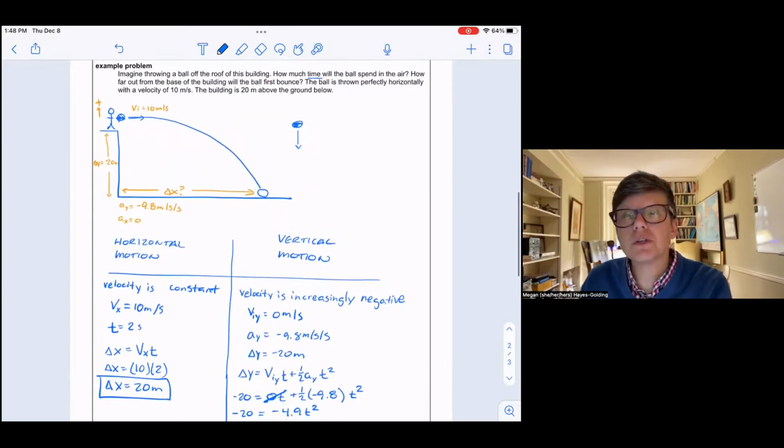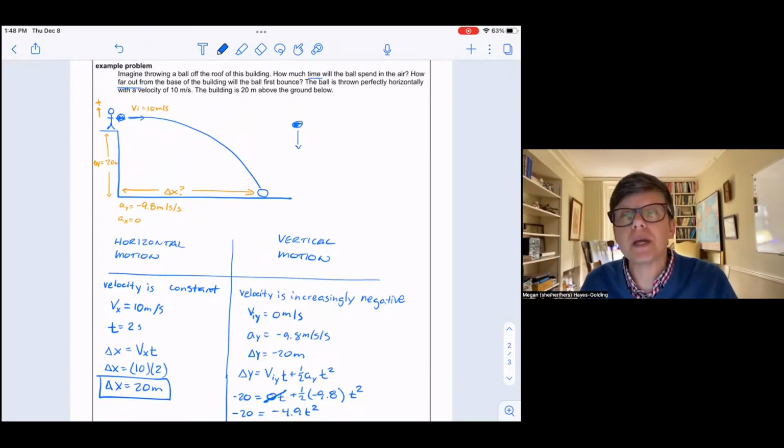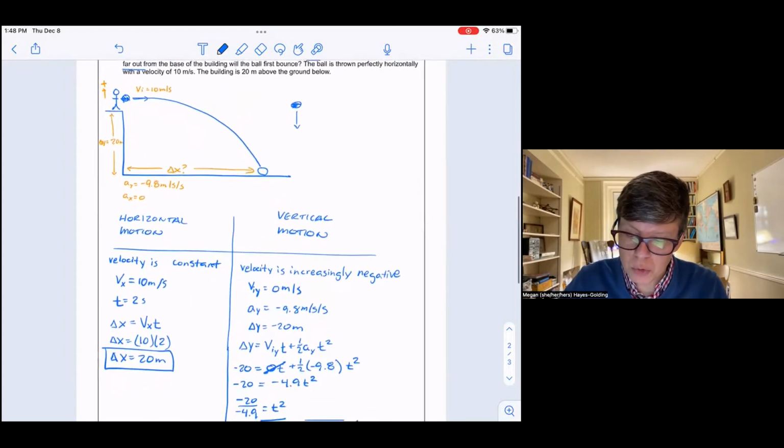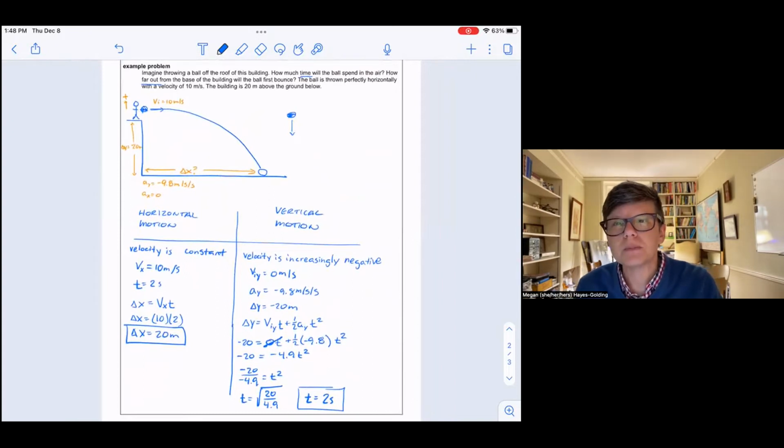Let's see if we answered everything this was asked. How far out from the base of the building will the ball first bounce? About 20 meters out. How much time will the ball spend in the air? About 2 seconds. We've answered everything this problem asked of us. Here, let me scroll to where you can see the whole thing. If you want to pause the video and just study the solution, that could be useful to you.